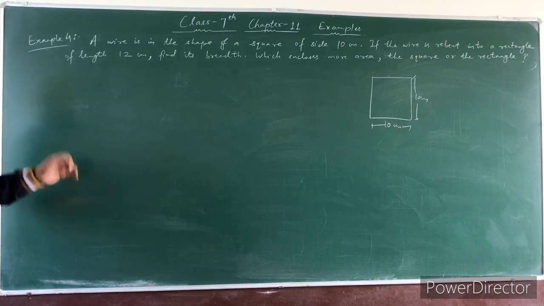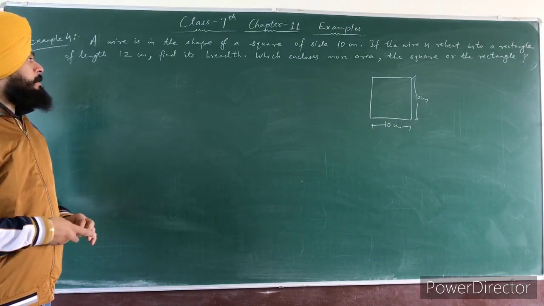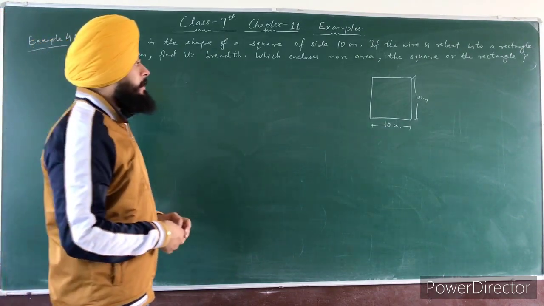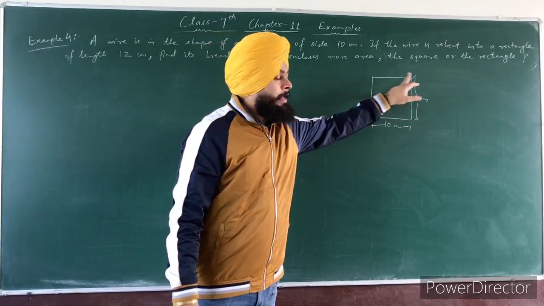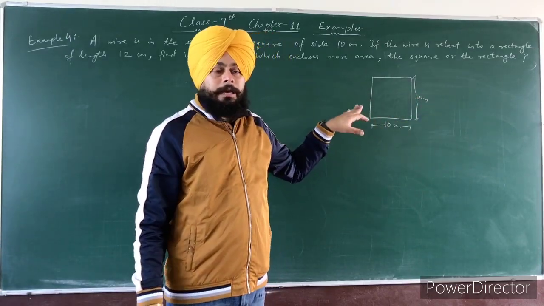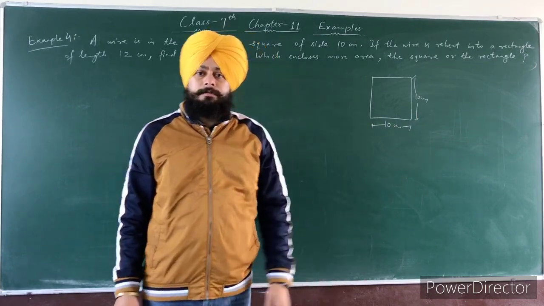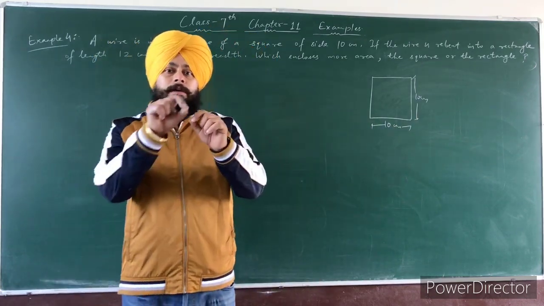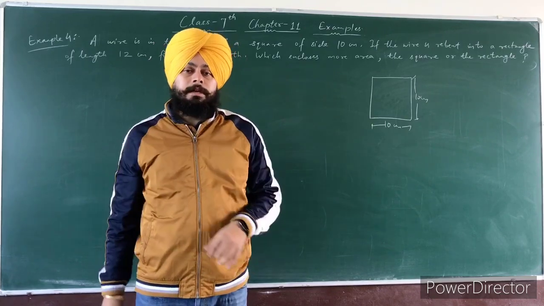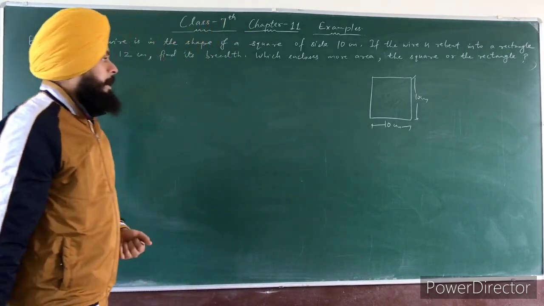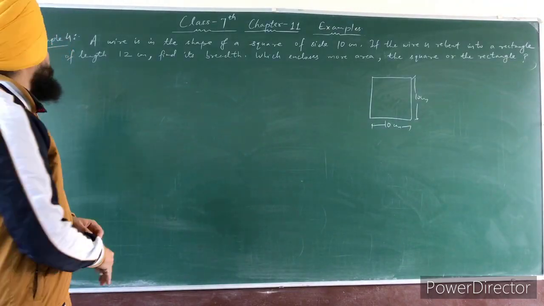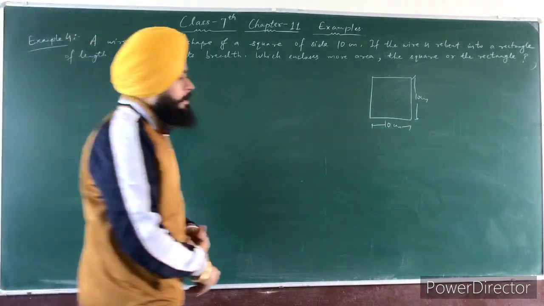Next, this is example number 4. A wire is in the shape of a square of side 10 centimeter. This is a wire which is arranged in the shape of a square having side 10 centimeter. A wire arranged in a square form, and the side of that square is 10 centimeter. If the wire is rebent into a rectangle of length 12 centimeter.